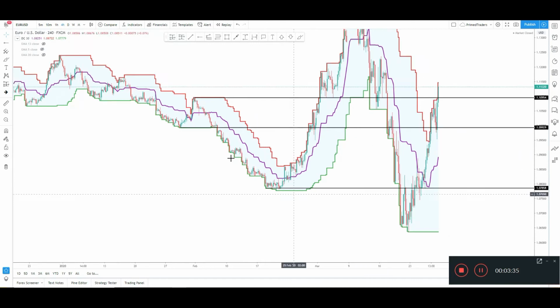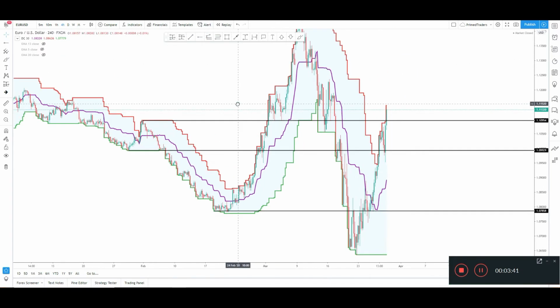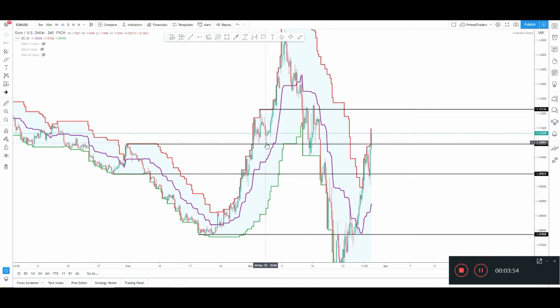So you can separate them with different colors if you want. The 4 hour can be black, the 1 hour can be blue, whatever makes you happy. Next, we come up here, we don't have such a strong level, so we're not going to do that, but I'm going to get this one here because this one seemed to be a bit longer than this one. Then we go back down, boom, what do we have?